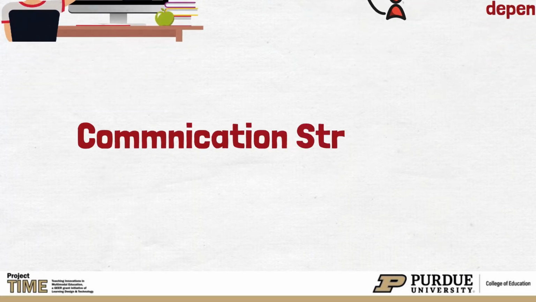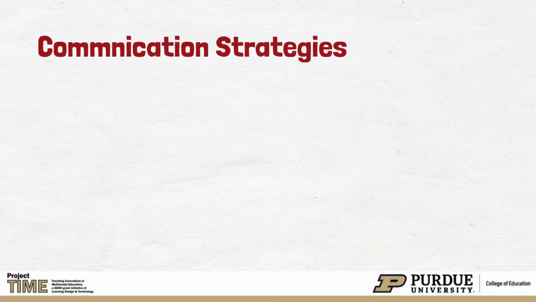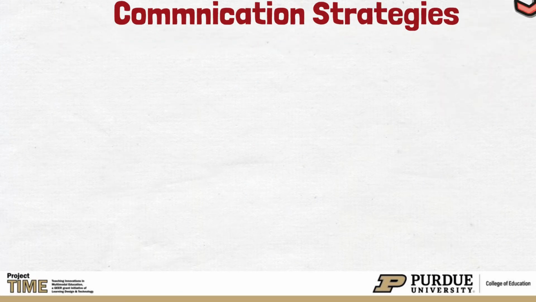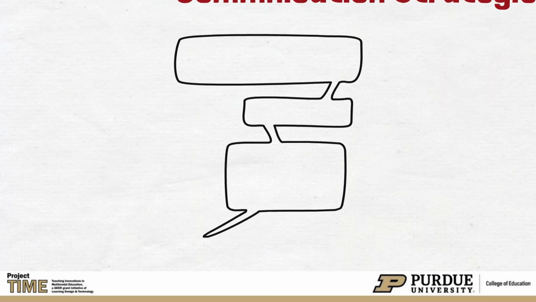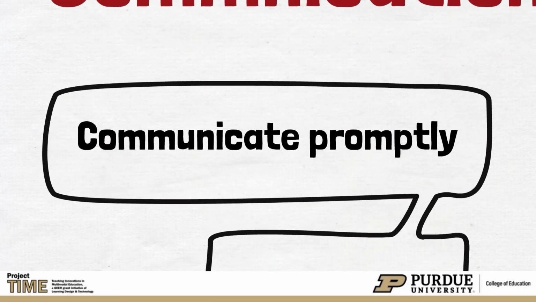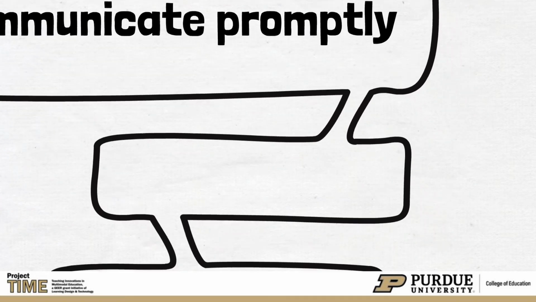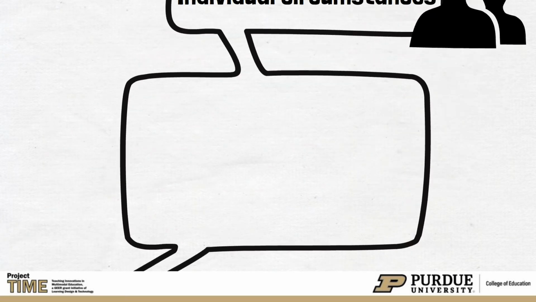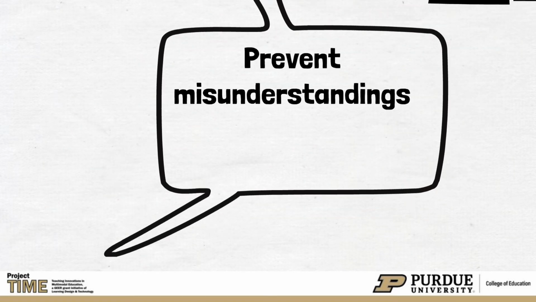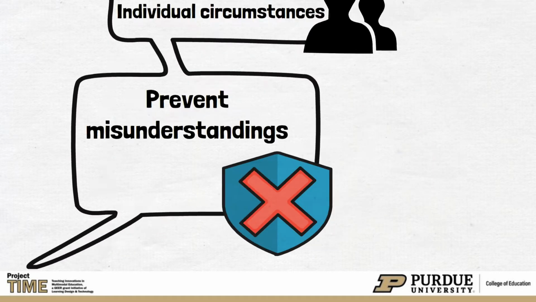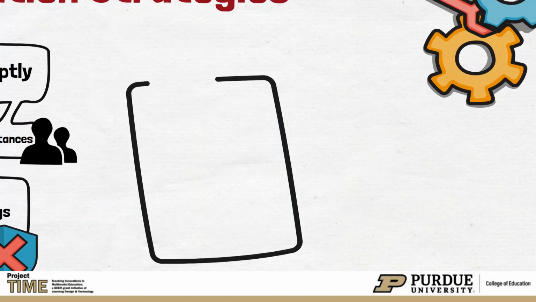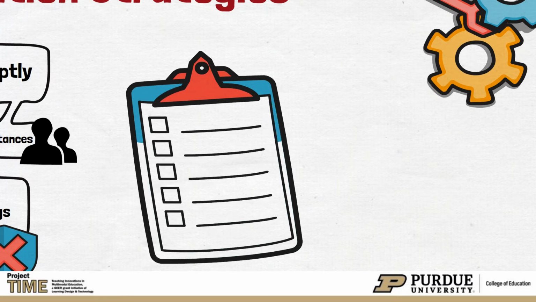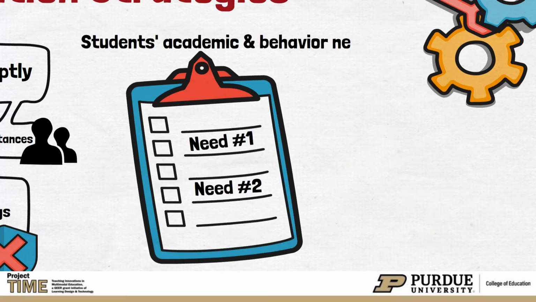Identifying appropriate communication strategies is essential to reaching students, families, and stakeholders. It is important to communicate promptly, tailor communication to individual circumstances, and avoid making unwarranted assumptions to prevent misunderstandings and improve communication. Keep in mind that sometimes communication might include having difficult conversations about students' academic and behavior needs.